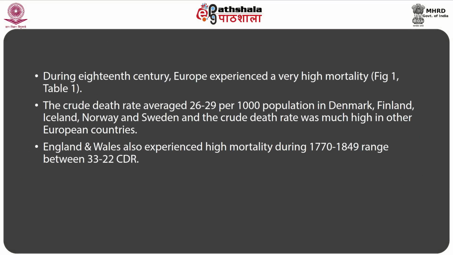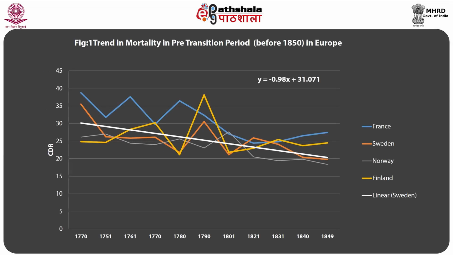During the 18th century, the crude death rate averaged 26-29 per thousand population in Denmark, Finland, Ireland, Norway and Sweden, and the crude death rate was much higher in other European countries. During this period, Europe experienced very high mortality. Figure 1, Table 1. England and Wales also experienced high mortality during 1770-1849, ranging between 33 and 22 CDR.